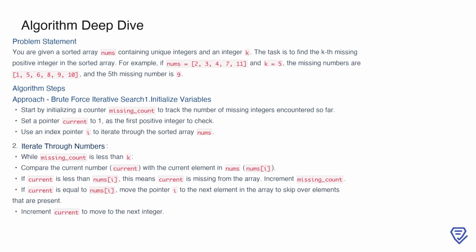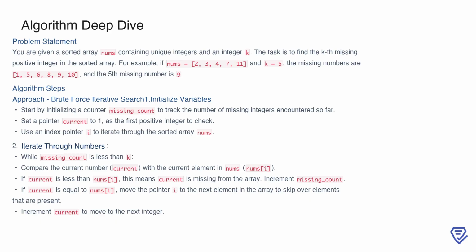To solve this using a brute force iterative approach, we start by initializing a few variables. First, we set missing_count to 0, which will track how many numbers are missing. Then, current is set to 1, representing the first positive integer to check. Lastly, we use an index pointer i to track our position in the array nums. The idea is to iterate through all positive integers, checking whether each one is missing from the array or not. If it is missing, we increment the missing_count.